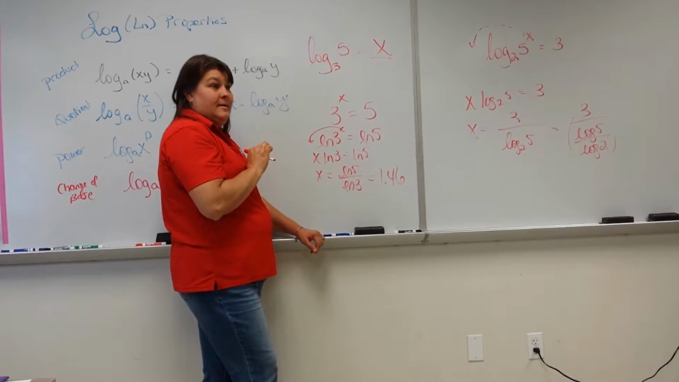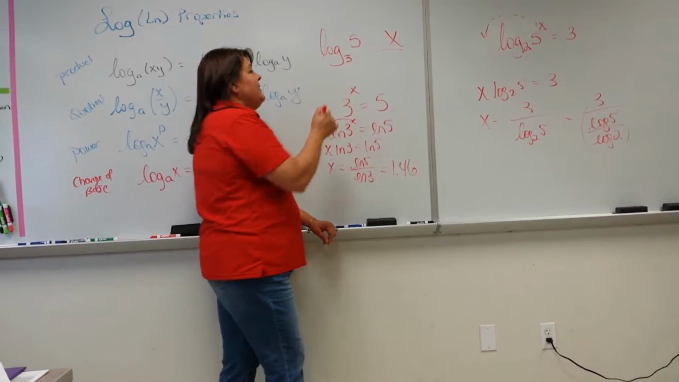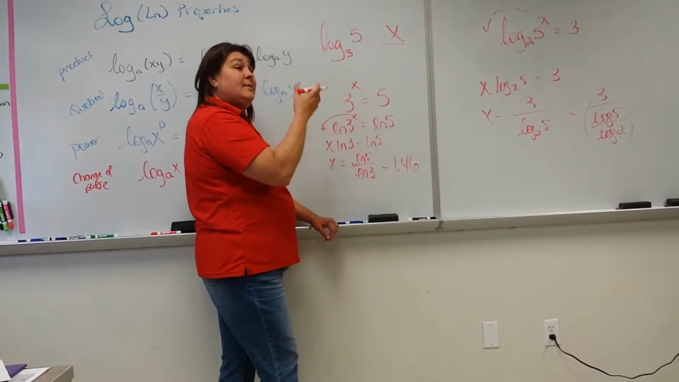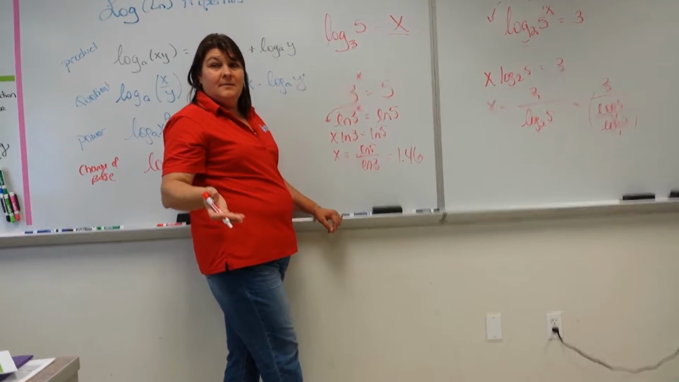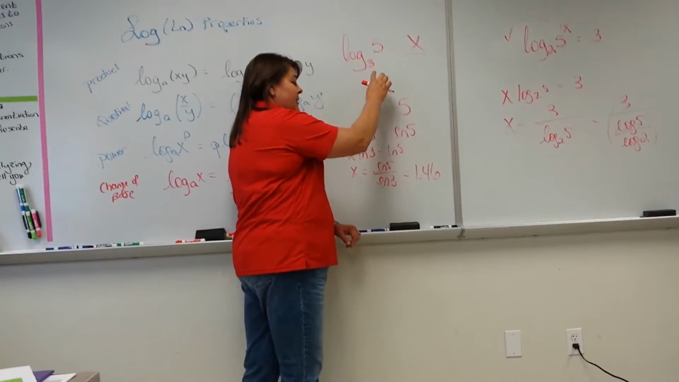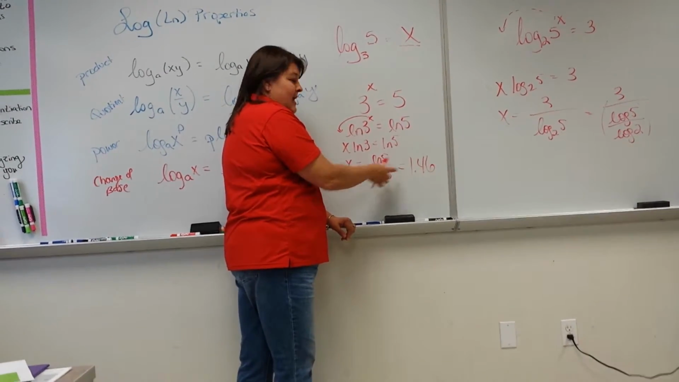Very smart word problem. Right, right. So then you plug this in your calculator using the change of base formula, which is log of 5 divided by log of 3. Look, do you recognize that? And you get the same answer.